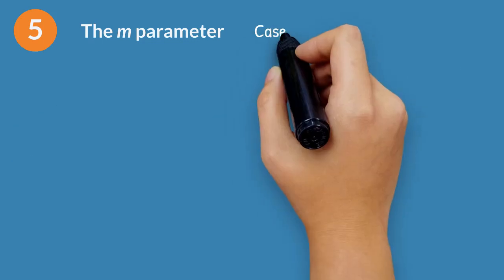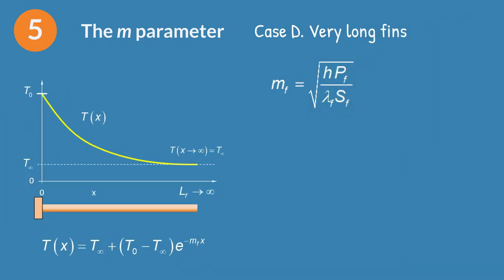Let's analyze the temperature distribution of a very long fin for different values of the parameter m. For very low values of m, the temperature of the fin remains very close to the temperature of the base. If what we want is to dissipate the maximum heat, it is important to keep mF small. If mF is very large, the fin temperature decreases very fast. If what we want is the temperature to drop quickly, for example in the handle of a frying pan, mF must be high.